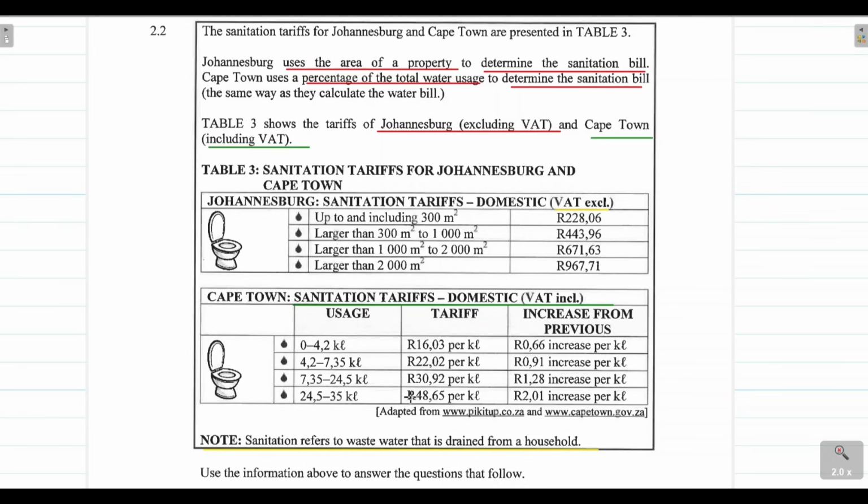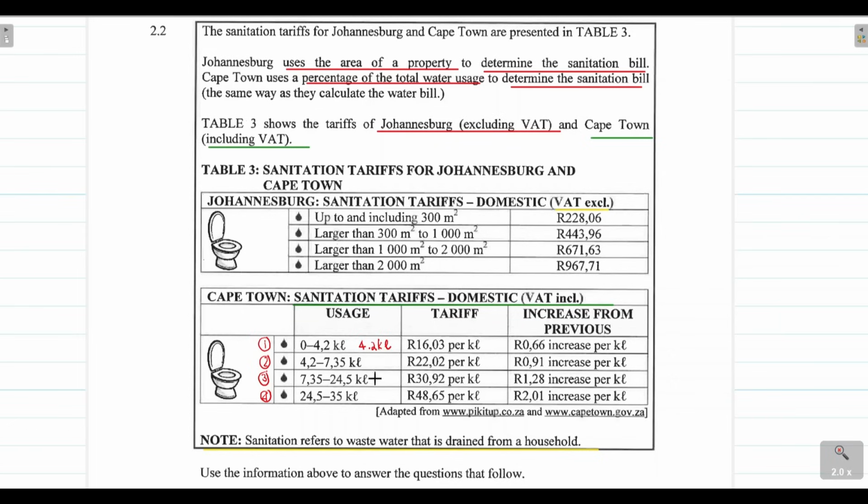Remember, when we are checking or want to determine the usage, it's very important that we remember this. If I call these my block 1, block 2, block 3, and block 4, it's very important that we think of it this way. What is the maximum kiloliters that we can use in block 1? The maximum is just 4.2 kiloliters. How do you get that? 4.2 minus the 0.